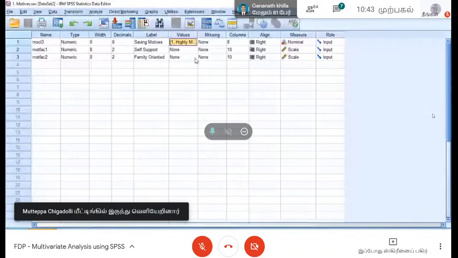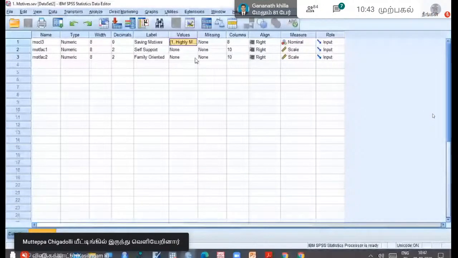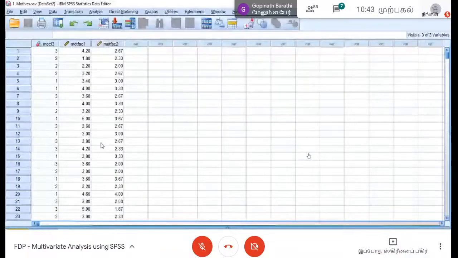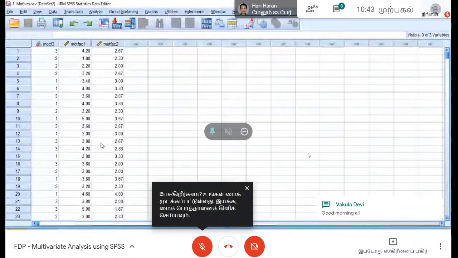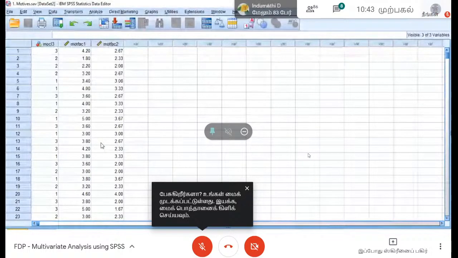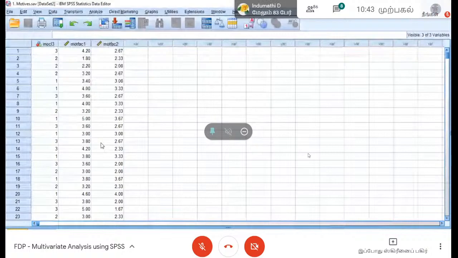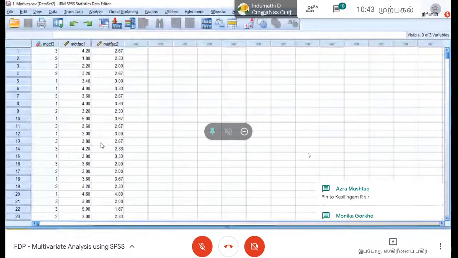Now let me make it very clear, so people should not ask me later. My dependent variable is categorical. My independent variables are metric. This you cannot change. The dependent variable can have two, three, or four categories. That is not a problem. Now this is my data set.